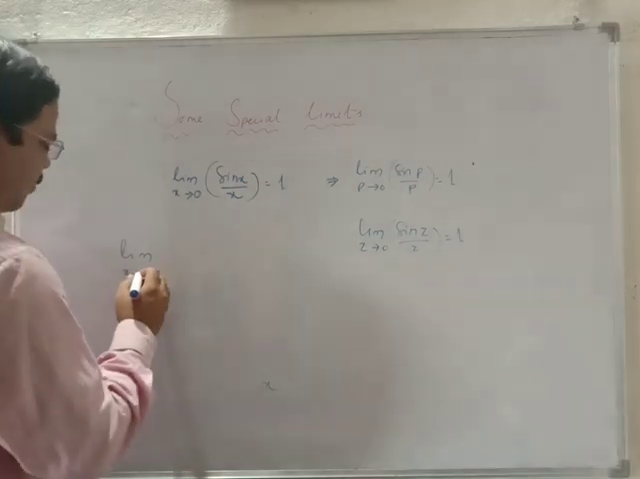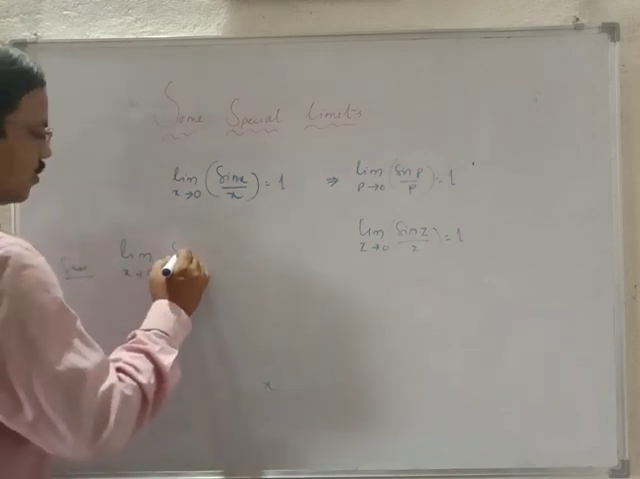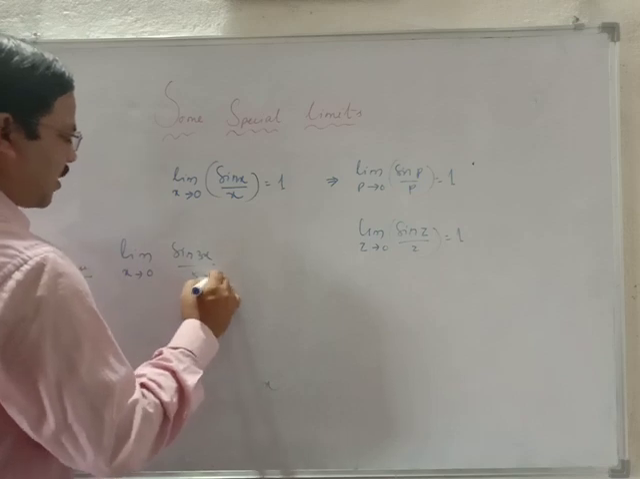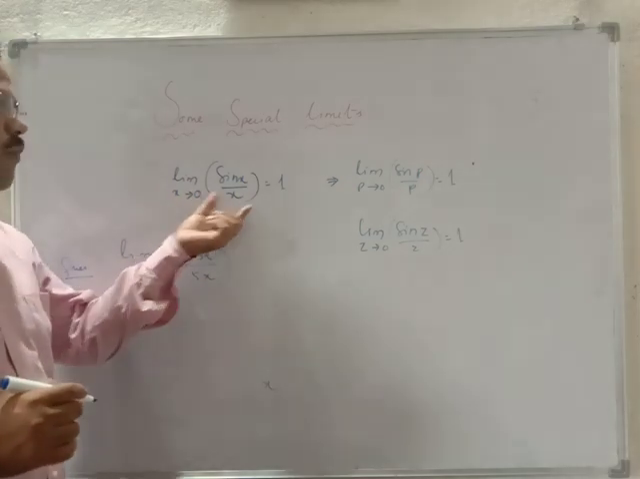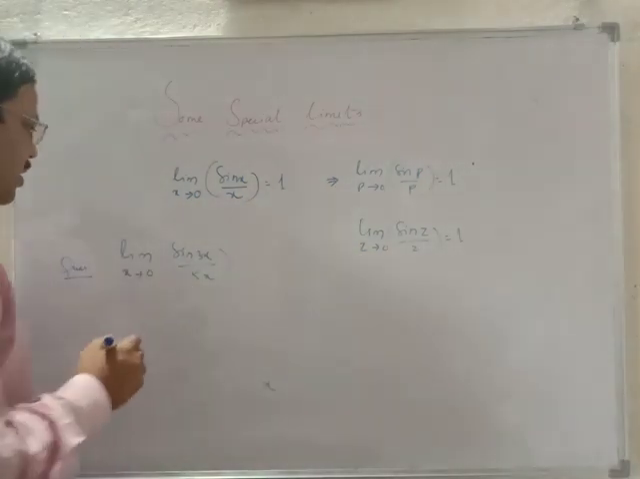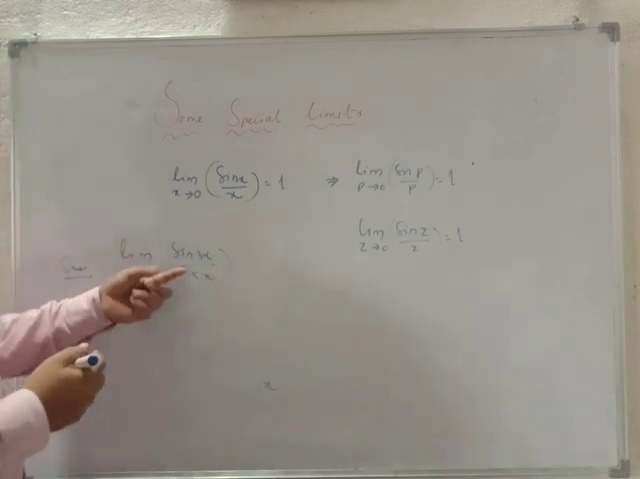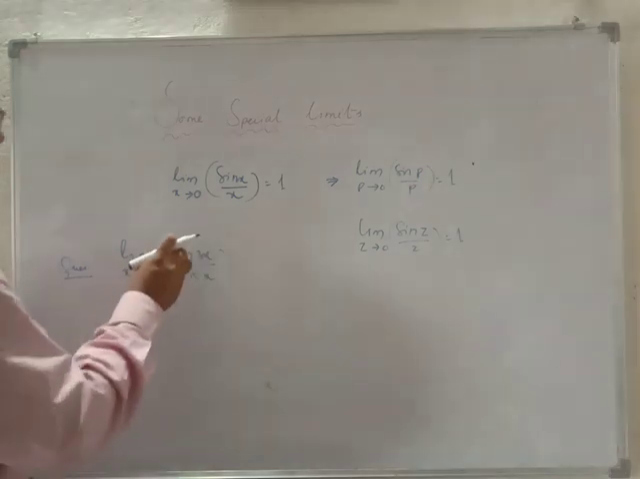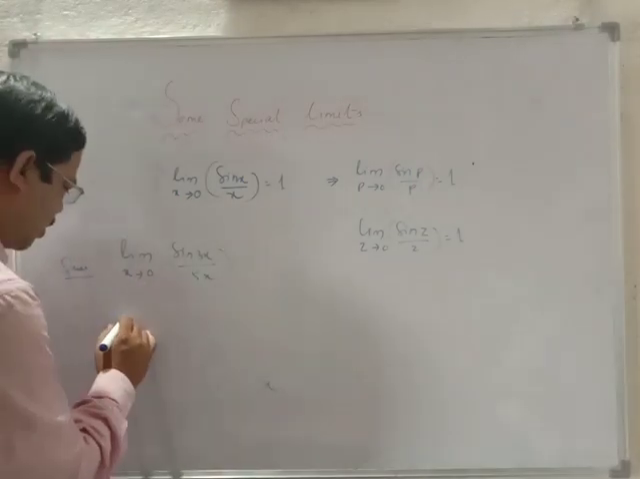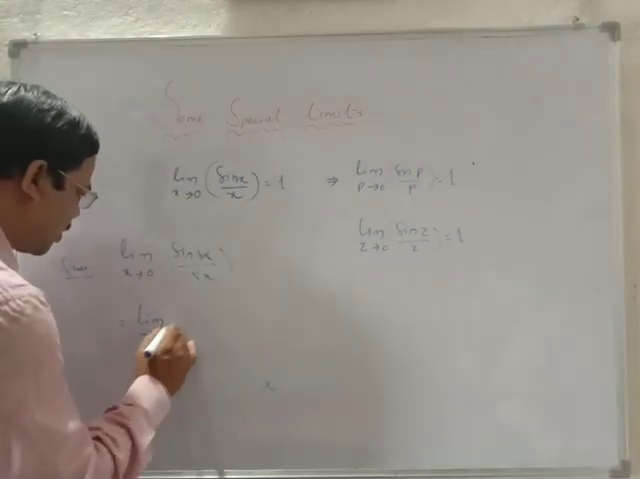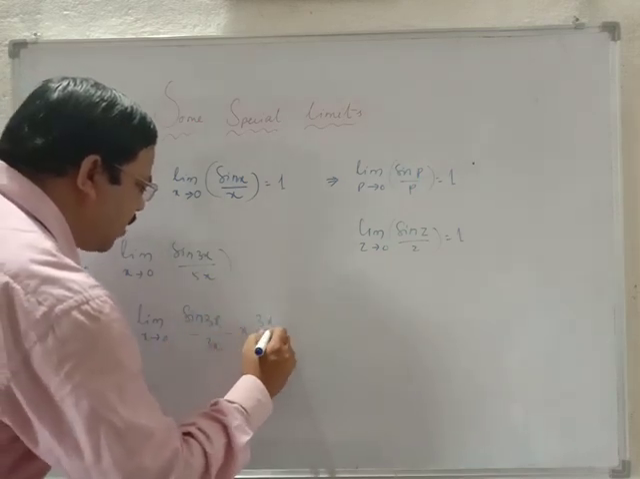Now suppose the question is: limit x tends to 0, sin 3x by 5x. We can resolve this particular expression into this form or this form. 3x can never be converted into x form, so let us treat this term 3x as usual. So this equals limit x tends to 0, sin 3x by 3x into 3x by 5x.